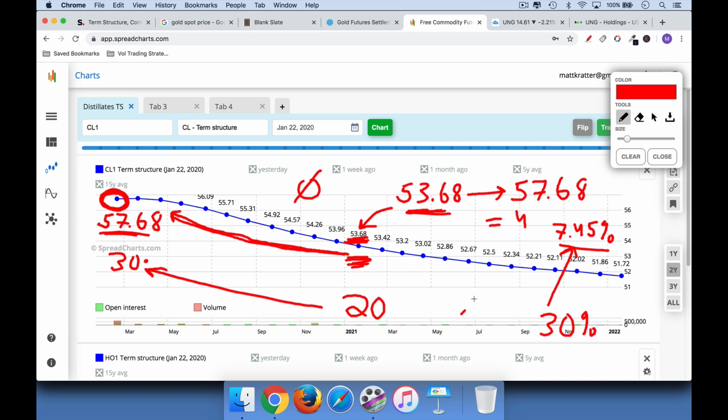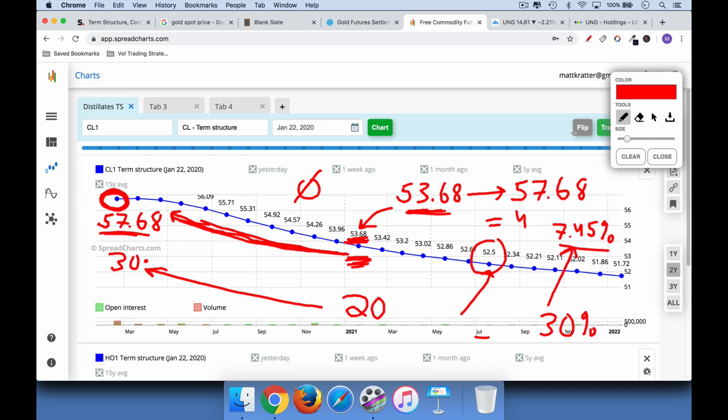So if oil really is going to be at 52.50 in July of 2021, you're not going to make any money. The futures market is correct. So that's one way to trade backwardation. You can roll up the curve. And so that can be nice. That can be a good way of trading it.